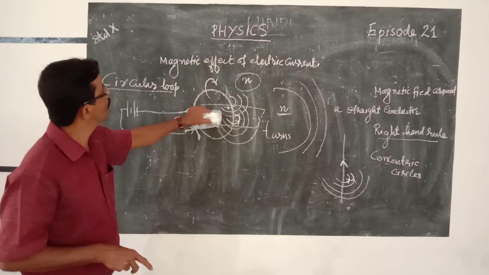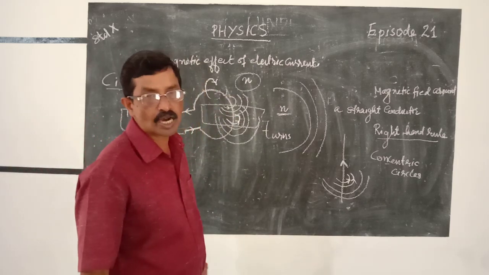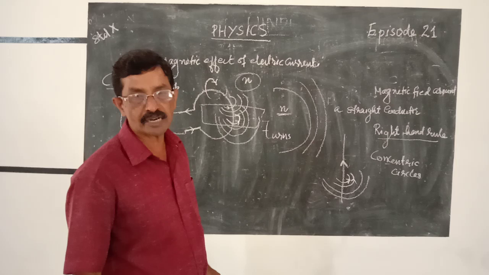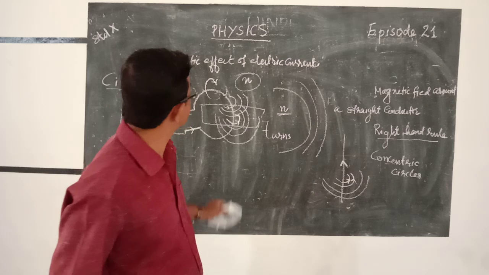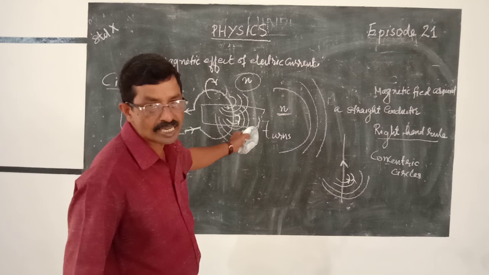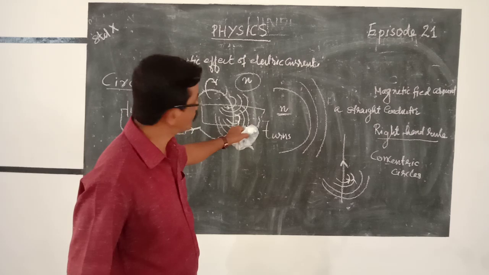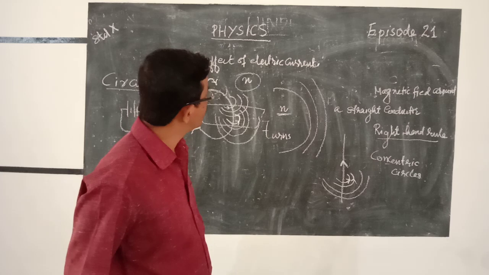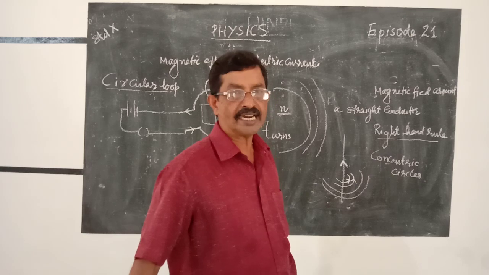Then after, using a salt sprinkler, sprinkle some iron dust over this cardboard, and then pass current through this coil, then tap 2-3 times on this cardboard. Then you can see the arrangement of this iron dust on this cardboard in the form of circular concentric rings.